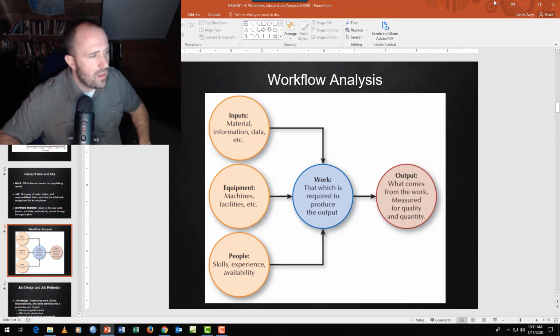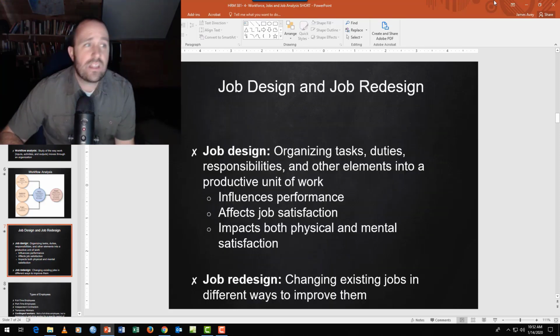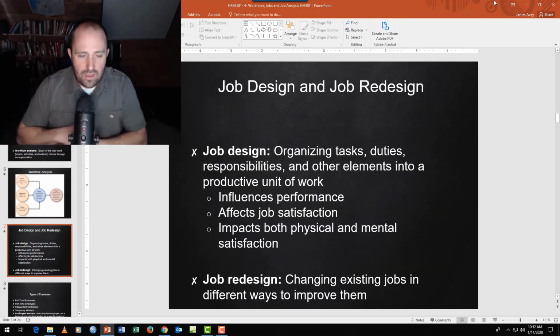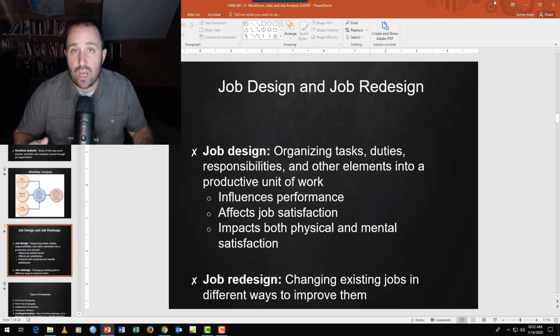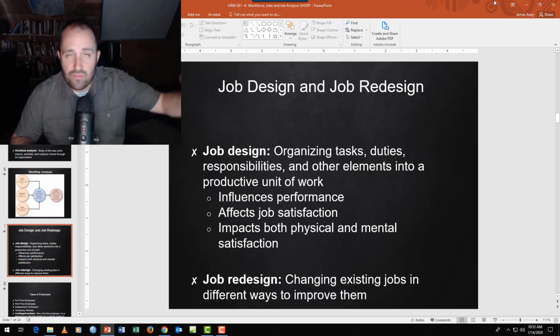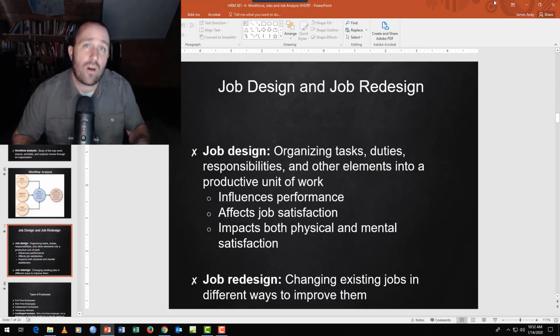So, simple workflow analysis. Related to that is job design and redesign. You usually think about a job design when you're creating a new job. So let's say you've got 60 or 70 people working at your company. You say, okay, I think we need a chief marketing officer. We need someone in charge of all the marketing for our products. Well, you're going to have to do a lot of work to figure out what that is and how much you pay them and where you find them and stuff like that.